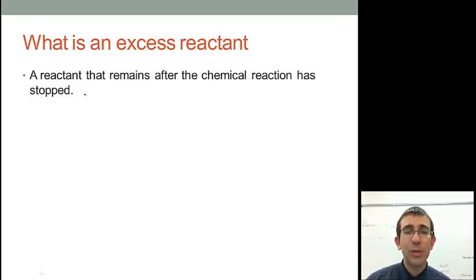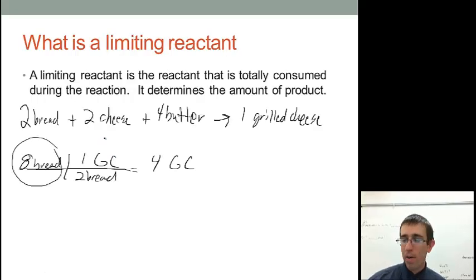The excess reactant is what remains at the end of the chemical reaction after it's stopped. If I come back to my example here, I said I had a whole bunch of cheese and a whole bunch of butter. And so my excess here would be the cheese and the butter, because after I use 8 pieces of bread, I still had plenty of cheese left over and plenty of butter. Those would be excess. It's what's left over.